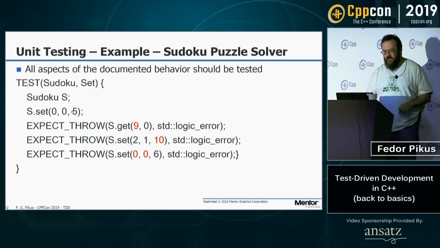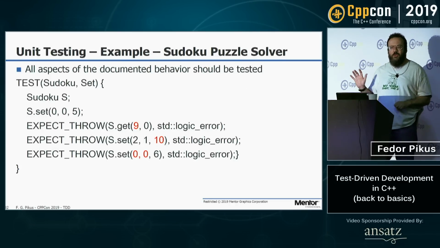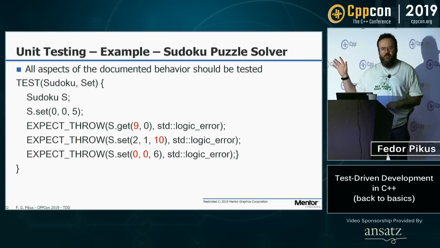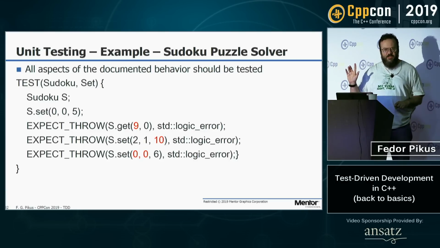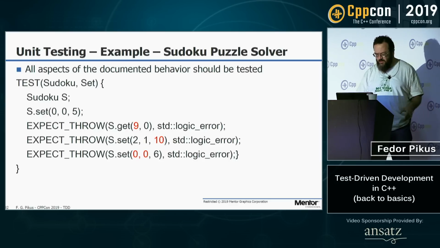Now, here is an interesting bit. Let's say, what should happen if I try to set a cell that doesn't exist, out of range? Well, what should happen depends on what my documentation, what my specification says should happen. Let's say I specify that it's an error, and I should throw an exception. Well, I should test for that. This is very important. All aspects of documented behavior should be tested, including things like errors. If you have specified behavior on error, you test that that's how the behavior is.